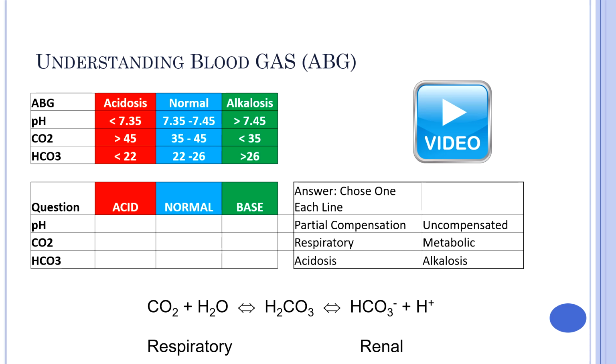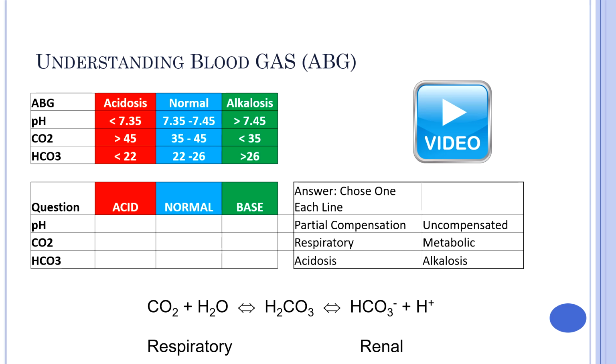So for each patient you will choose whether it's acidosis or alkalosis, and whether it's respiratory or metabolic, and whether it's partially compensated or uncompensated. And we know that it's not fully compensated, because if it was fully compensated, then the pH would be normal. Because if there's something wrong with your lungs, your kidneys are going to try to fix it, hopefully. And if there's something wrong with your kidneys, your lungs are going to try to fix it.